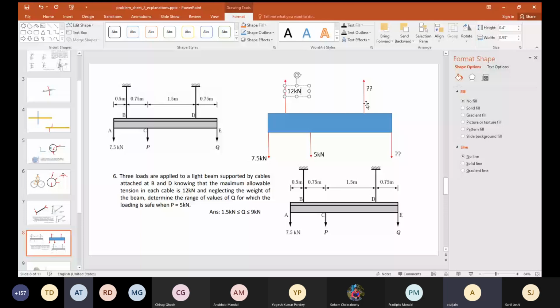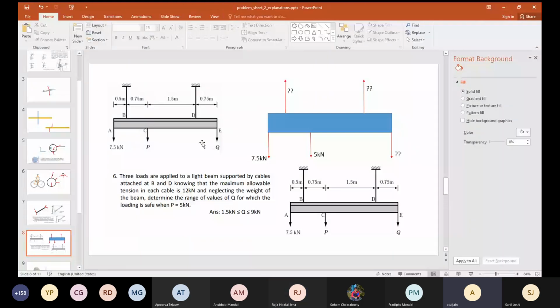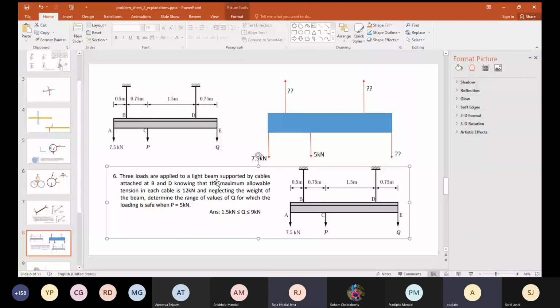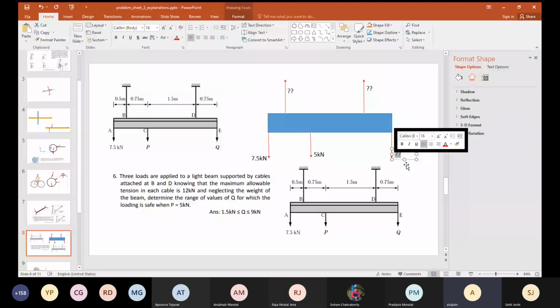Sir, I didn't really get this. Can you explain once more? Yes. So we are saying that the string at B and the string at D can break if the load is more than 12 kilonewton. Now, first of all, try to solve this assuming that Q is 0. Let us say, for argument's sake, what happens if Q is 0? Can you find out the value of TB for this? Anybody, what is the value of TB when Q is equal to 0?